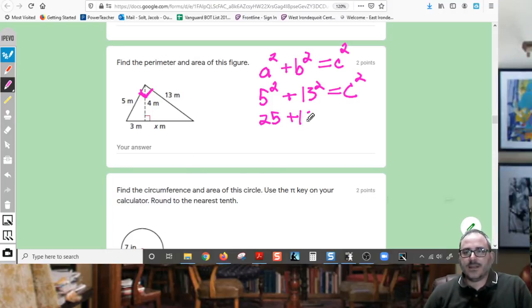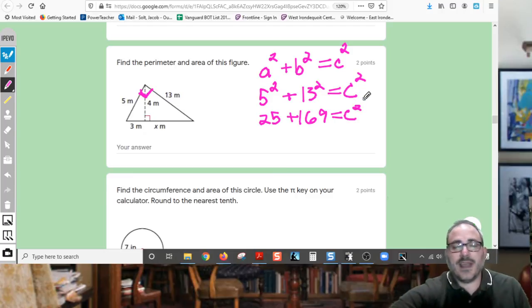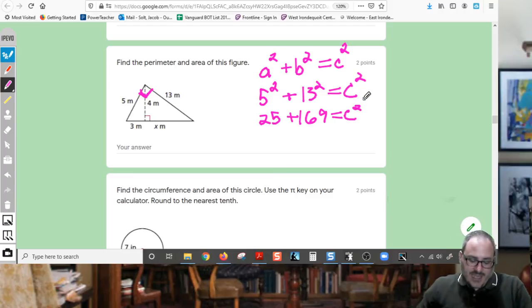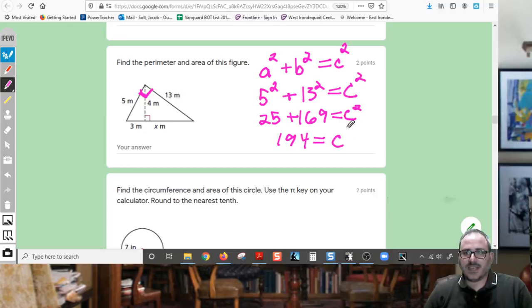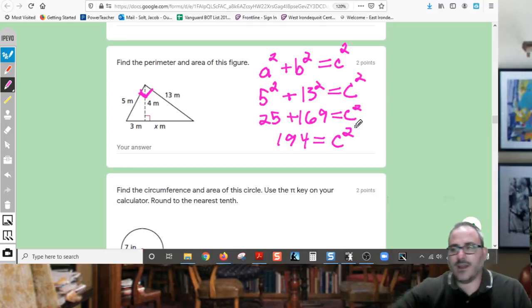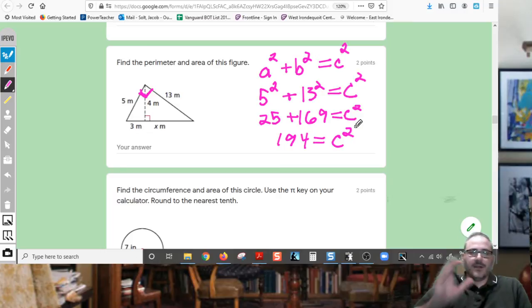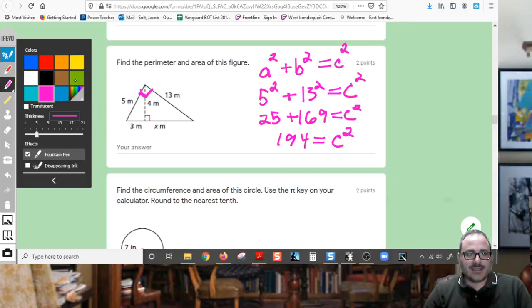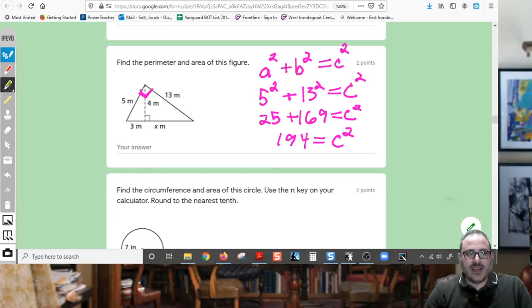All right, 169 equals C squared. I'm going to go to my handy-dandy calculator again, and I'm going to say, well, what's 25 plus 169? 25 plus 169 is equal to 194. So here's what I know right now. I know 194 is equal to C squared. Now this is where a lot of you can get this far, and then you kind of will get stuck right at this last little step because you're not comfortable with how to get rid of a C squared.